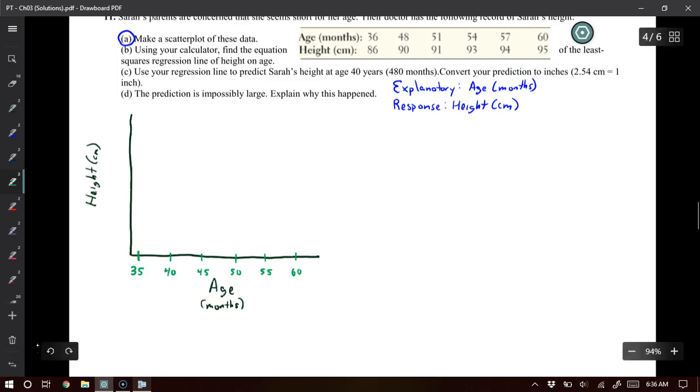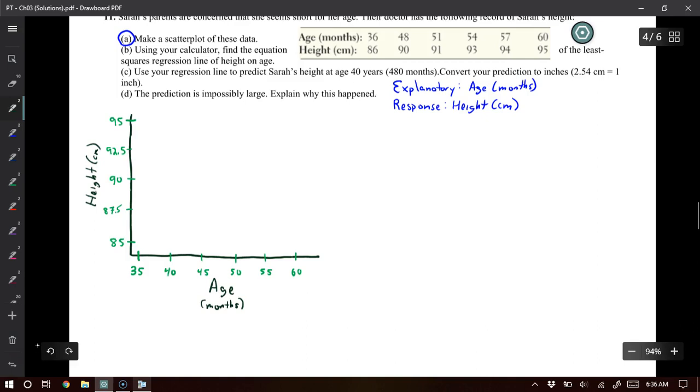Now height starts at 86 and goes up to 95. So I'm going to start at 85, and I know the max is 95. Halfway in between is going to be 90, and I can actually make this 87.5 and make this 92.5. So there's my intervals, my scales are good, my height on the y-axis, my age on the x-axis, and now I just do my best with labeling.